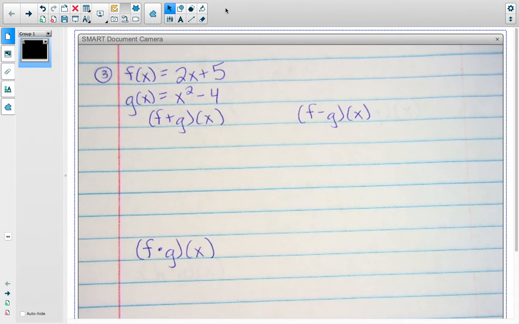Okay, I wanted to do a couple more examples so that we have plenty to look at as we do our assignments and move on in the curriculum. So let's do another one. I have f of x equals 2x plus 5 and g of x equals x squared minus 4. We're going to go through and do all four operations. We're going to add these, subtract them, multiply, and divide them.